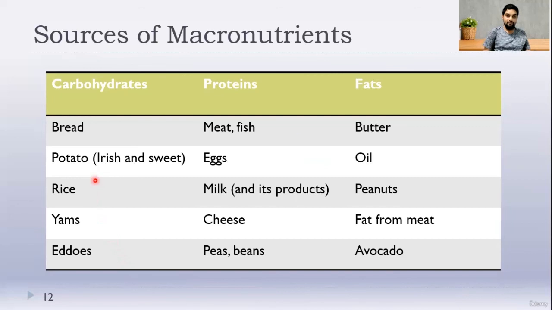There are different sources that we can get carbohydrates from. These will include bread, potato, rice, yams, arrowroot. Sources of protein include meat, fish, eggs, milk, cheese. Your dairy products have a high source of proteins, and leguminous plants also have a high amount of proteins. Fats, we can get from butter, oil, peanuts, avocado, and fat from the meat sources.